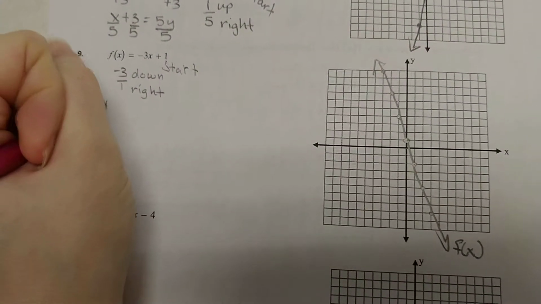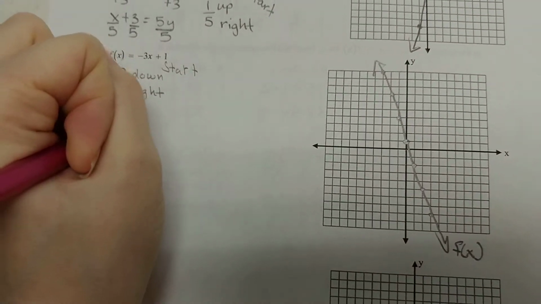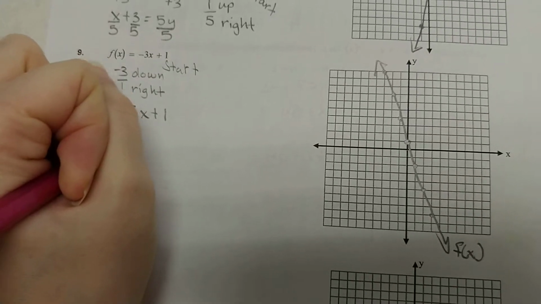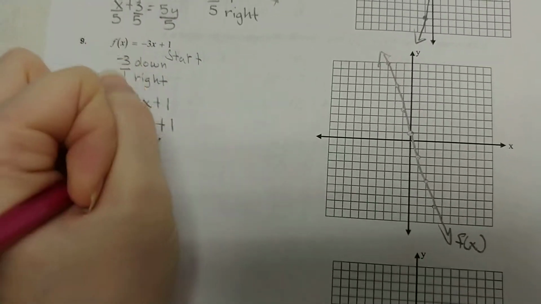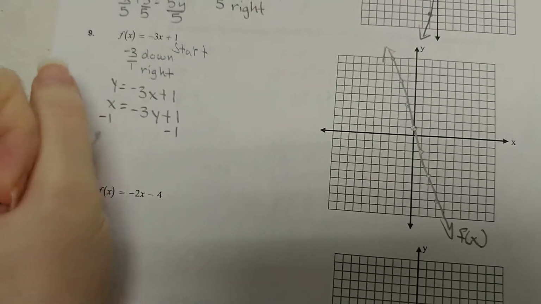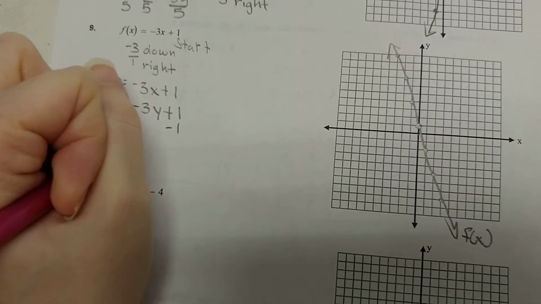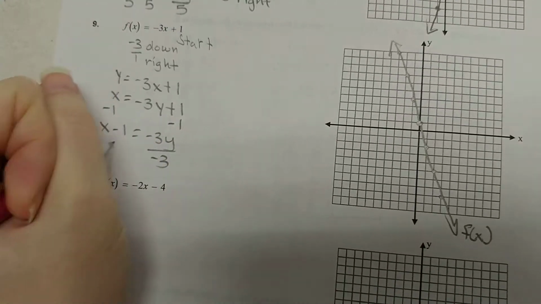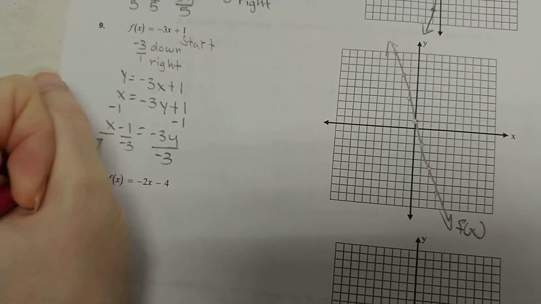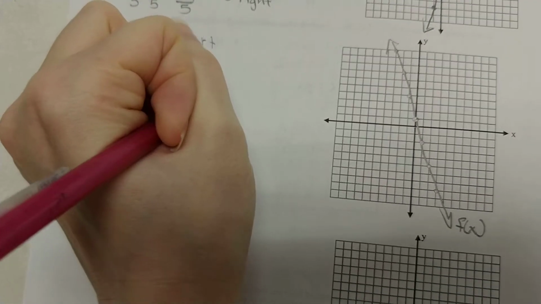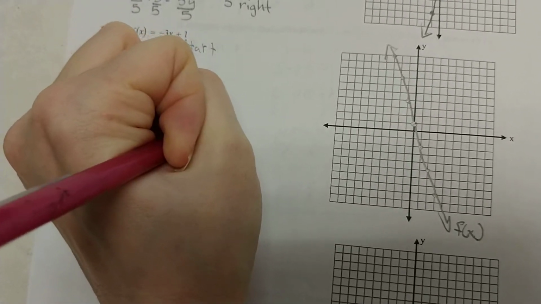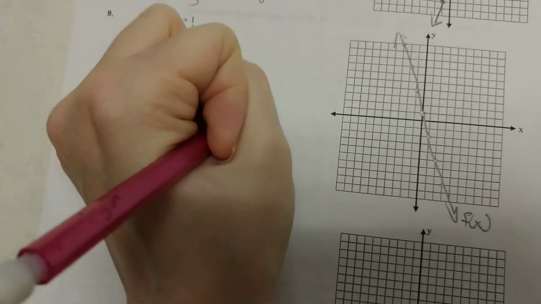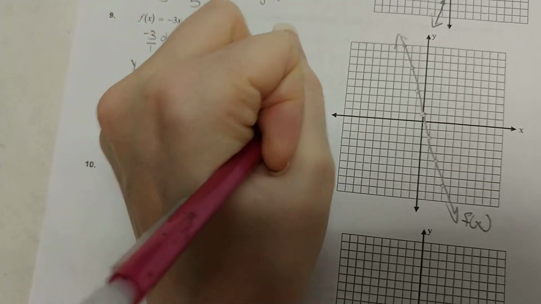Now I'm going to switch, so I have y equals -3x plus 1. So I'm going to switch: x equals -3y plus 1. So x minus 1 equals -3y. Divide every piece by -3. So we get 1/3 x. A negative 1 divided by a negative 3 gives us a positive 1/3 equals y.